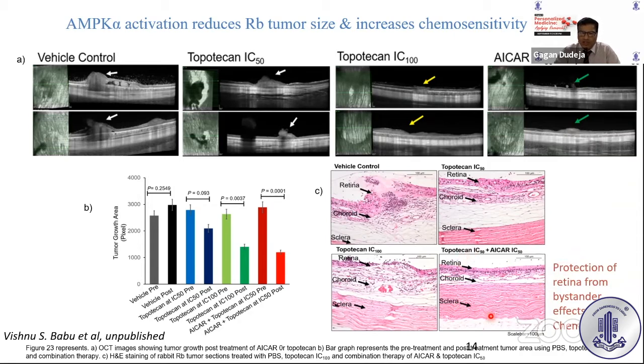But the interesting part here is, look at this histopathological cut section. You see that the retinal architecture is preserved. This is topotecan and ICAR. And this is topotecan alone. You can see, though the tumor has been killed, it has also caused plenty of other damage, and the retinal architecture is also getting damaged.